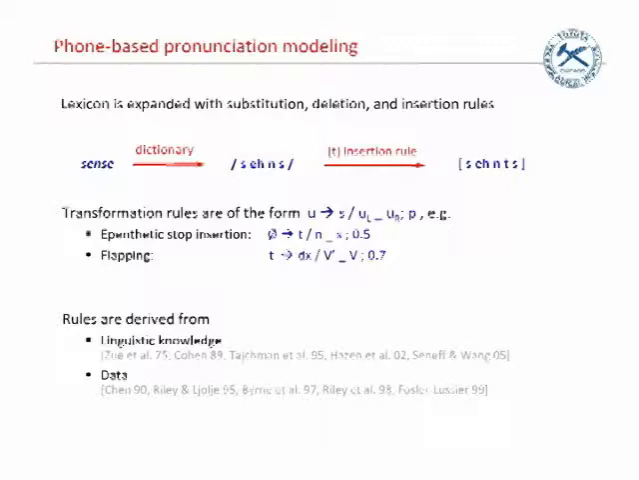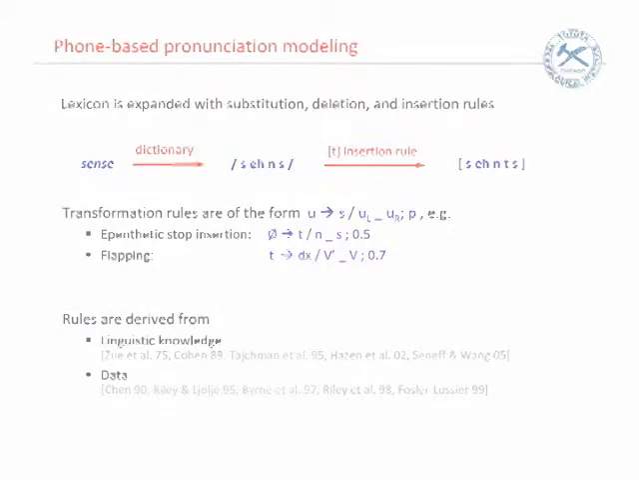Another very common rule is flapping. That, for example, is why we say butter and not butter. So a T becomes a flap in the context of a left stressed vowel and a right unstressed vowel, typically with high probability. And these rules can come either from linguistic knowledge or they can be learned from data, given enough phonetically transcribed data. Okay, and I should say that this kind of effect, this T insertion, is extremely common.